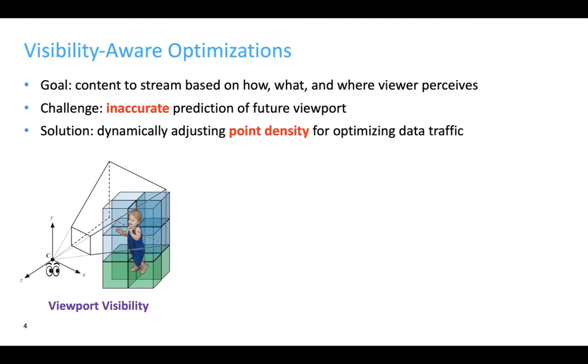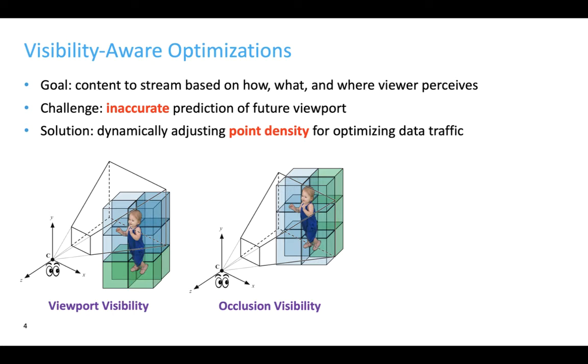The first one is called viewport visibility. If we partition this point cloud into cells, the viewport in 3D space determines which cells are visible. Therefore, we may reduce the point density of the 4 green cells as they are likely not visible. The second one is called occlusion visibility. In this case, we know that the content in the 3 green cells may not be visible due to occlusion. As a result, we may reduce the point density of the 3 green cells.